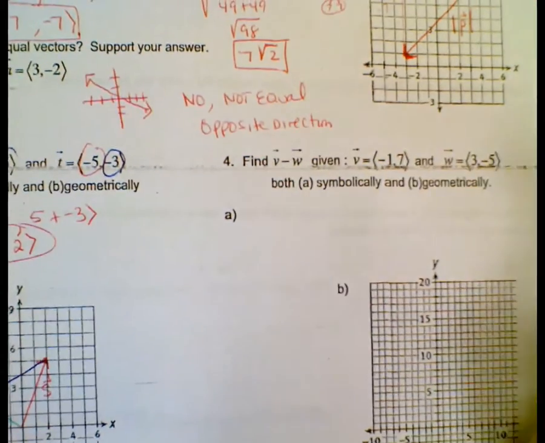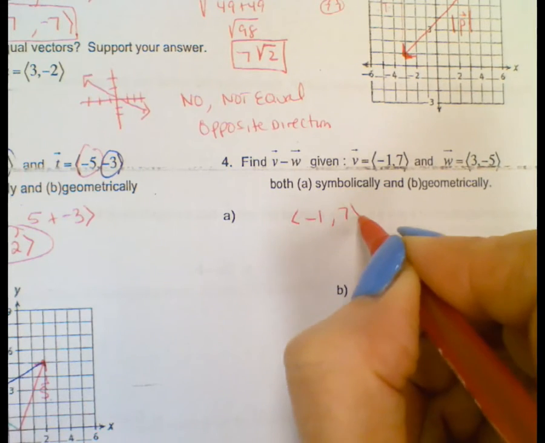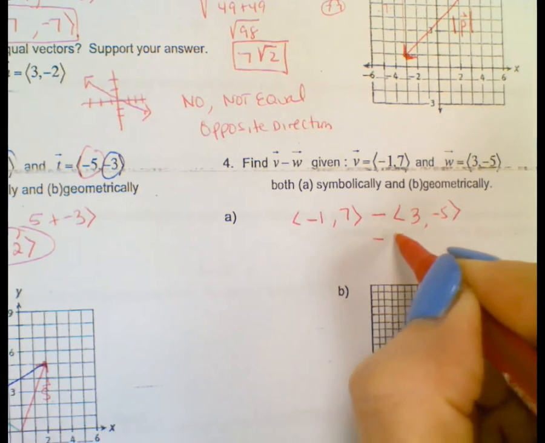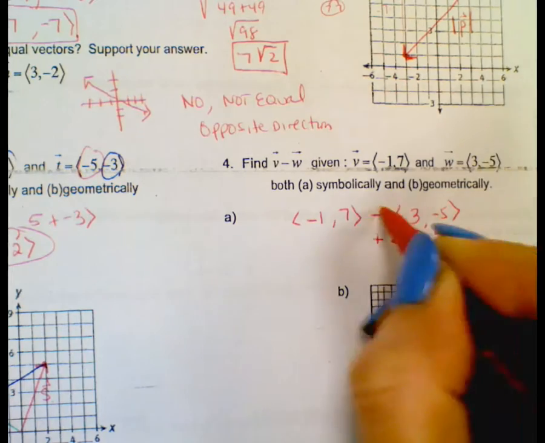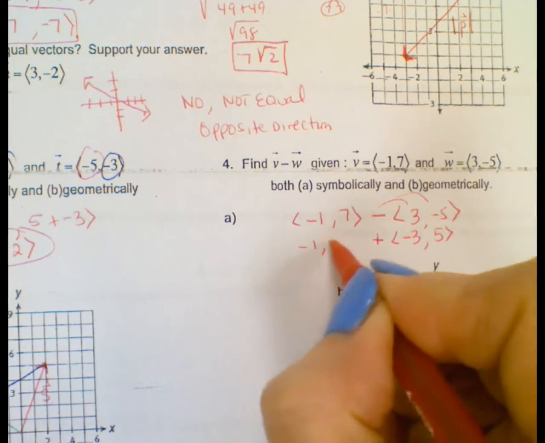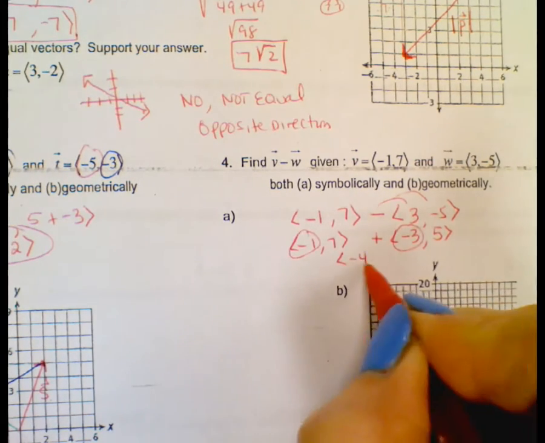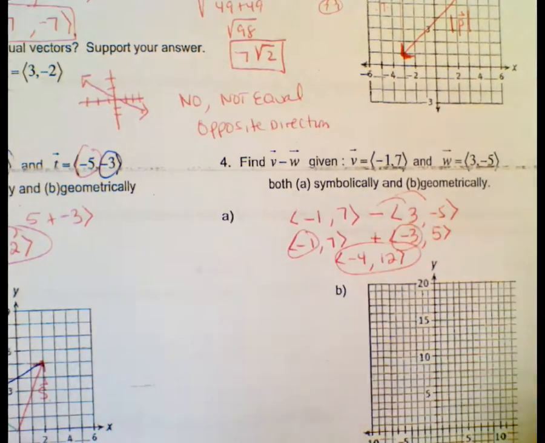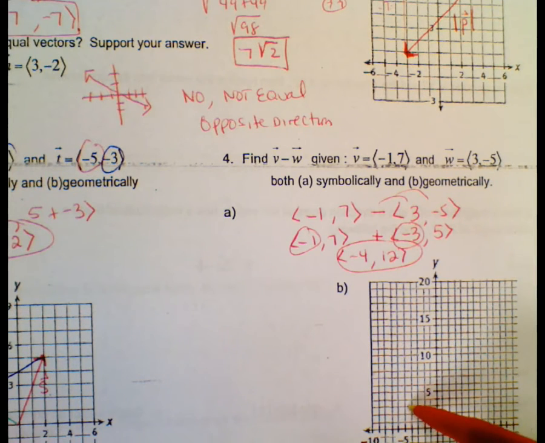All right, 4. So symbolically, you have negative 1 and 7, correct? And then we're subtracting 3 and negative 5. So you're going to distribute this negative. We're going to make this a plus. We're going to make this a negative 3 and a positive 5 because you're distributing that. And then you add negative 1 and negative 3 for a negative 4. And then you add 7 and 5 for a 12. So when you're done with this, you should end up at negative 4, 12.